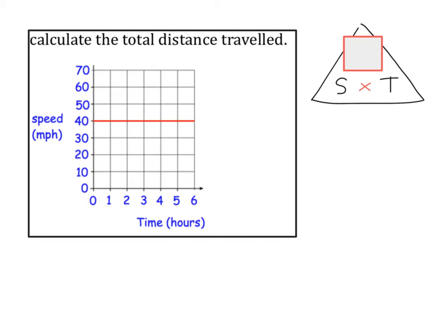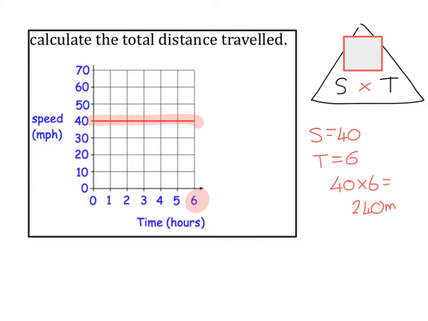So I would have to be doing speed times time. So speed here is a constant 40 miles per hour. So the speed is 40. And the time is for a total of 6 hours. And I'd need to do 40 times 6 because I need to do speed times time. So that would give me 240 miles, because it's the distance.